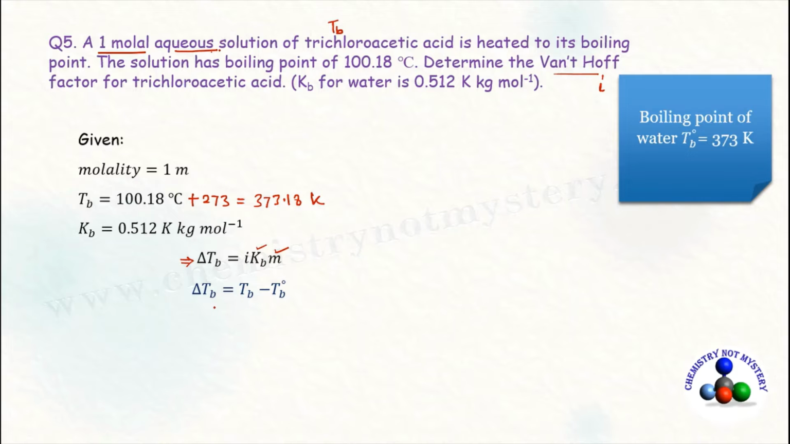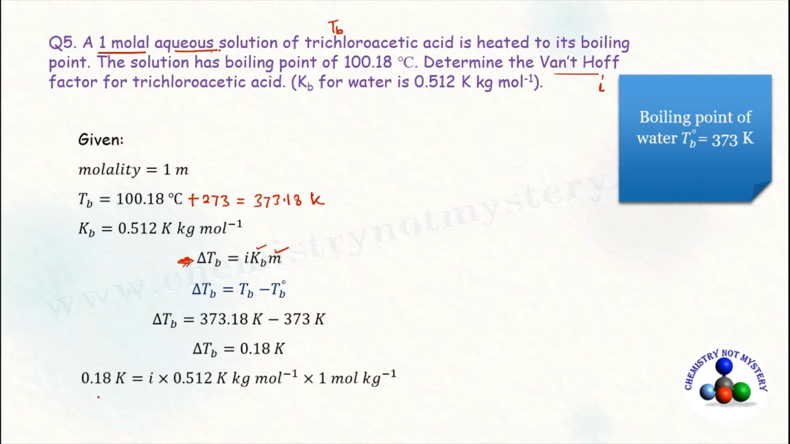Now we can calculate delta Tb. Tb is given as 373.18 Kelvin and Tb naught we know it is 373 Kelvin. So when you subtract it, you will get delta Tb is equal to 0.18 Kelvin. Now place the value in the given formula, that is delta Tb is equal to i Kb into m. So when you place the value of delta Tb, you will get 0.18 Kelvin is equal to i multiplied by Kb, that is given 0.512 Kelvin kg per mole multiplied by 1 mole per kg.